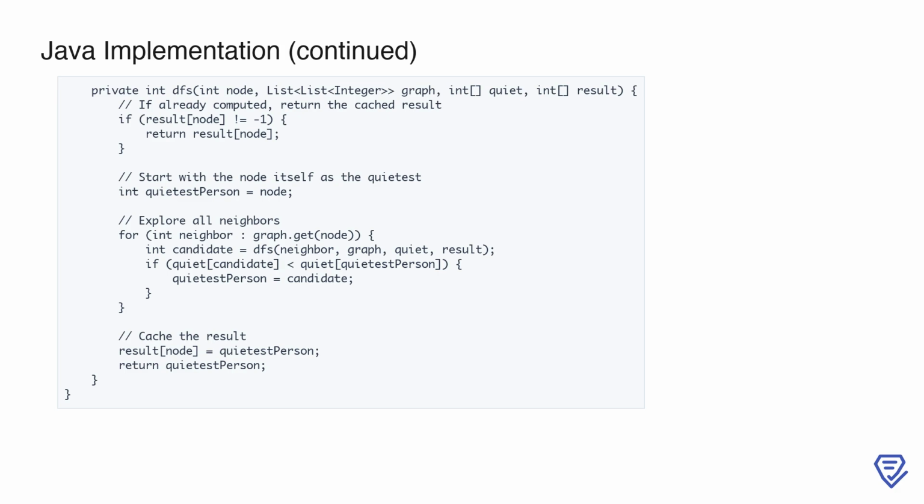We then explore all the neighbors of the current node in the graph. For each neighbor, we recursively call the DFS method to find the quietest person in that subgraph. If the quietness level of the candidate returned by the recursive call is less than that of the current quietest person, we update quietest person to the candidate. After exploring all neighbors, we cache the result for the current node in the result array and return the quietest person. This approach ensures that each node is processed only once, making the algorithm efficient.